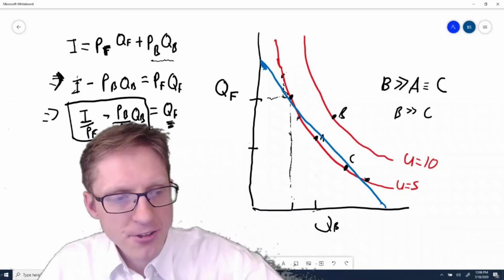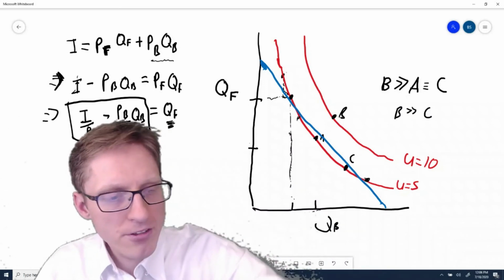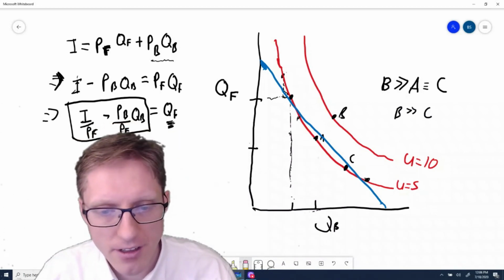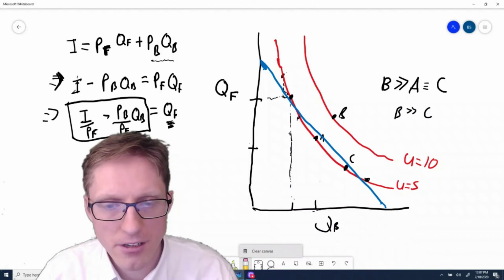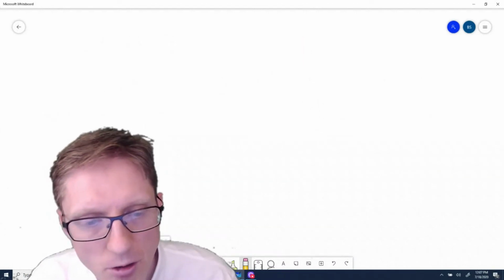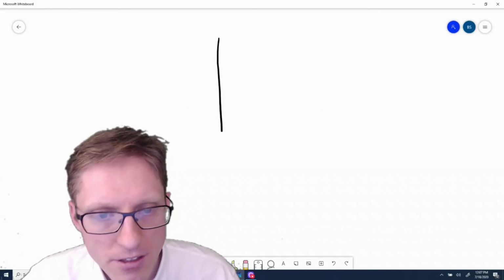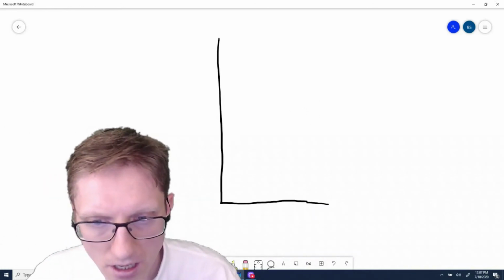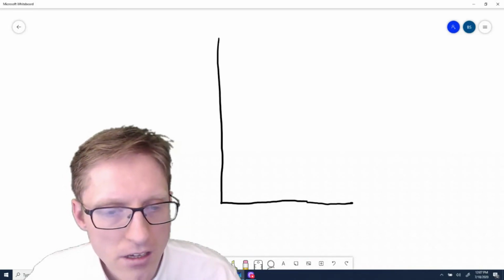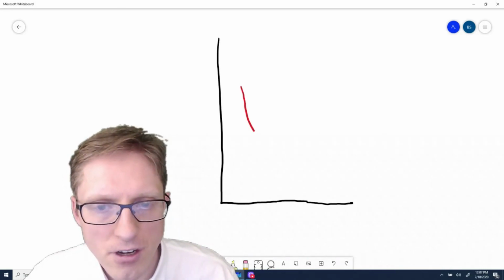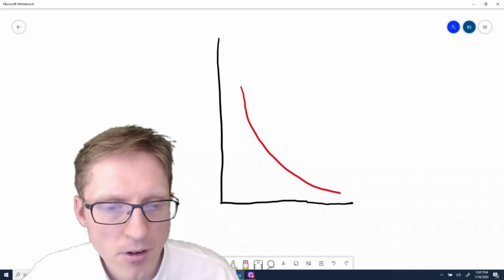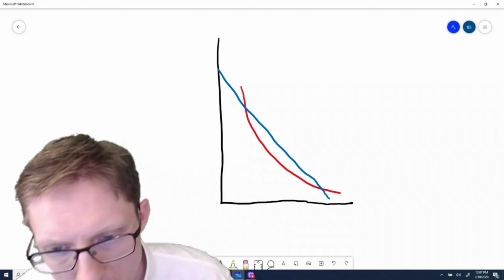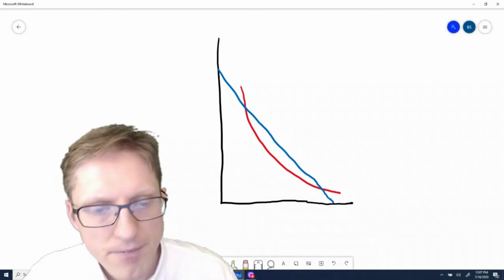Okay. So now let's talk about how consumers' utility maximization is represented on this graph. So let me clear this canvas and I'll start over. So let me draw this here. I'm going to draw an indifference curve to start out. And let me draw a budget line. Okay.